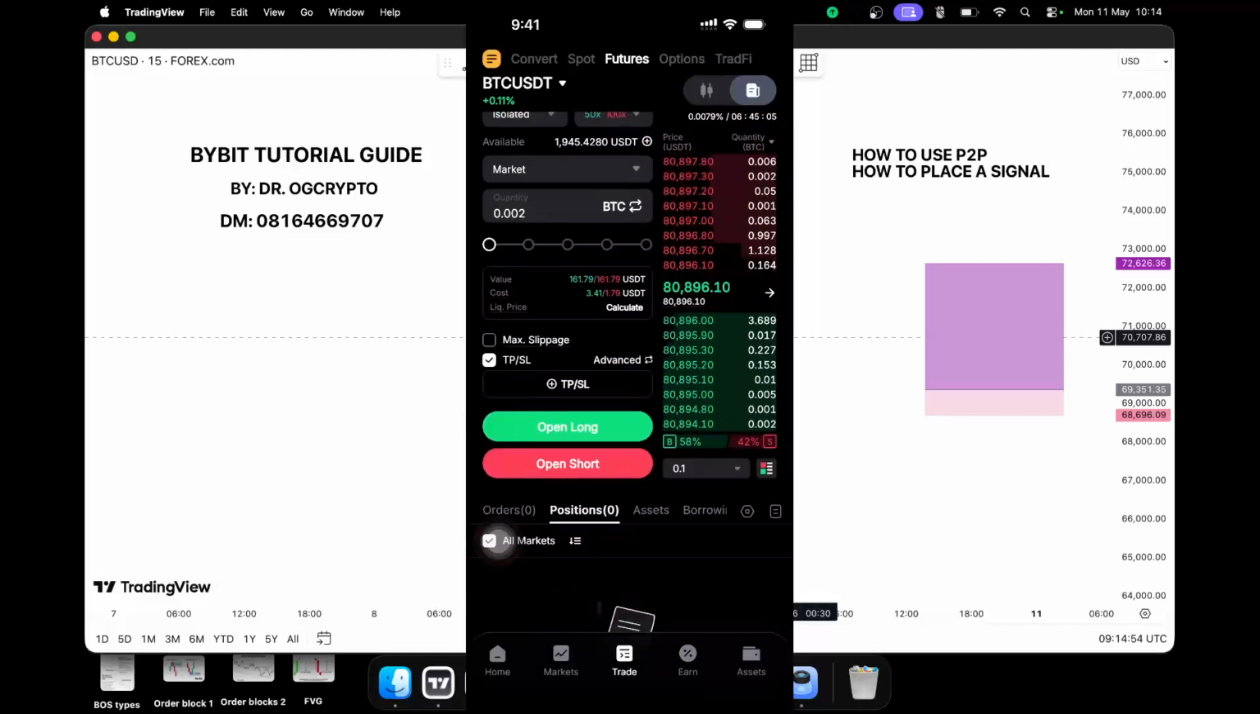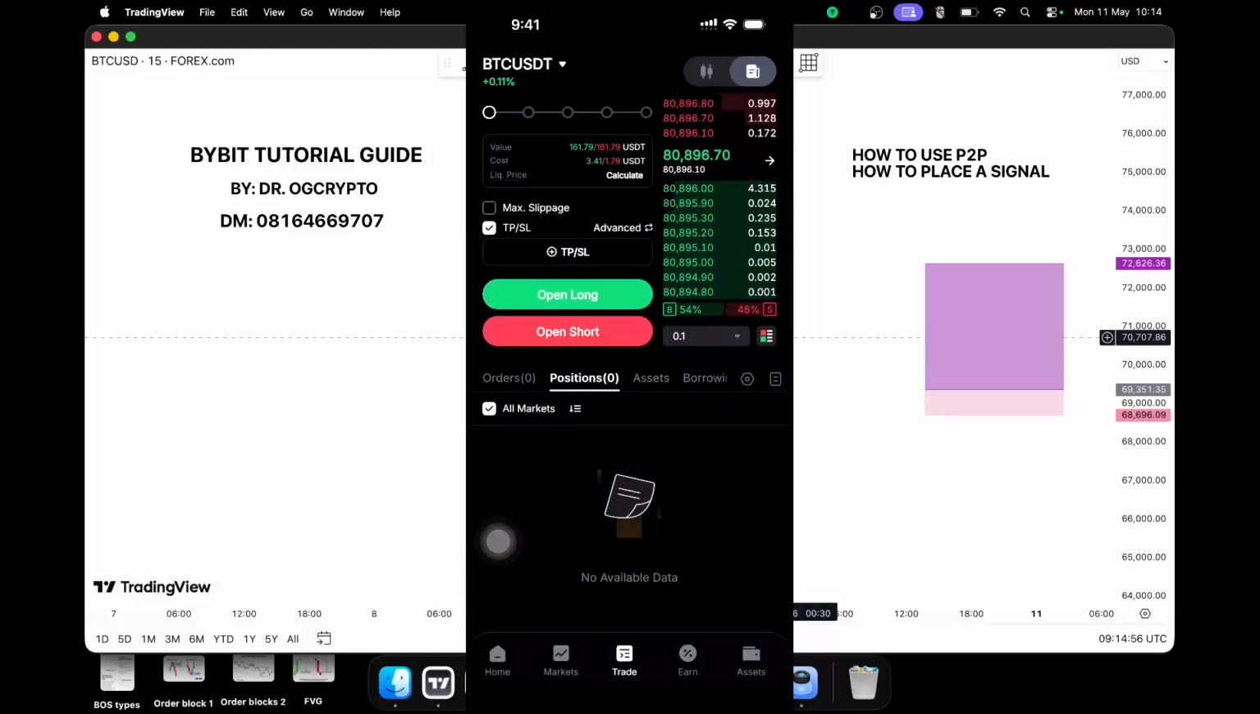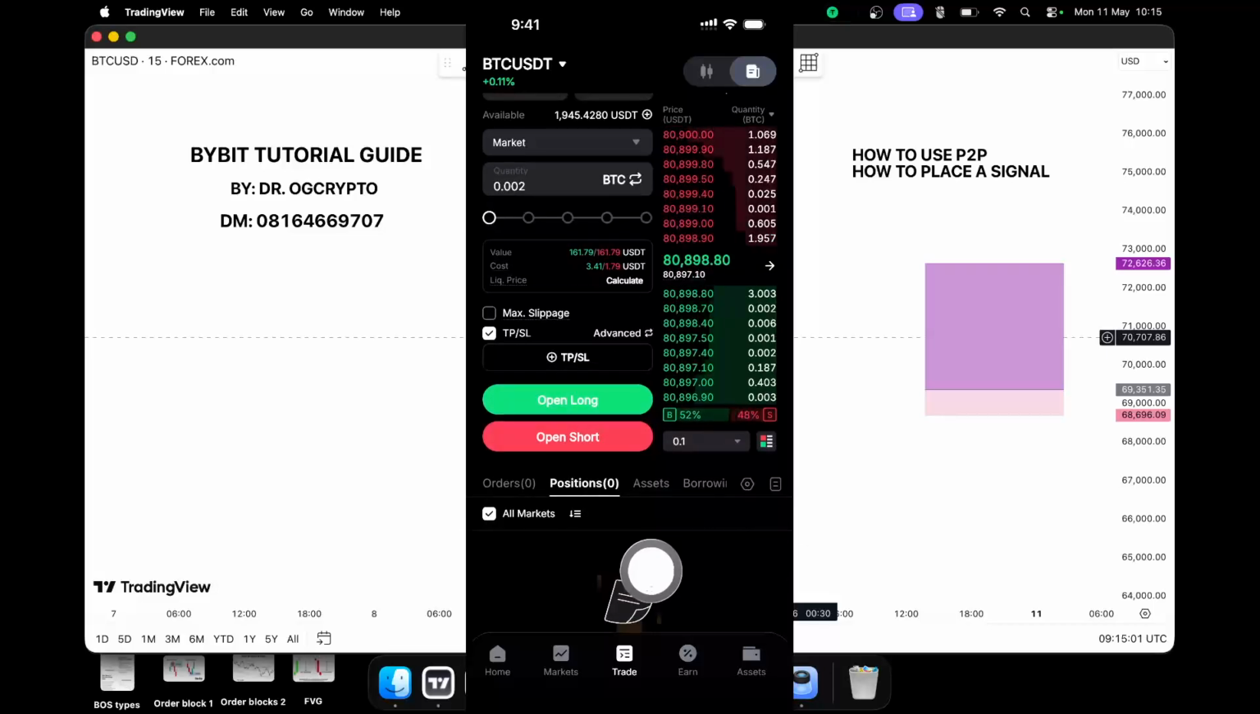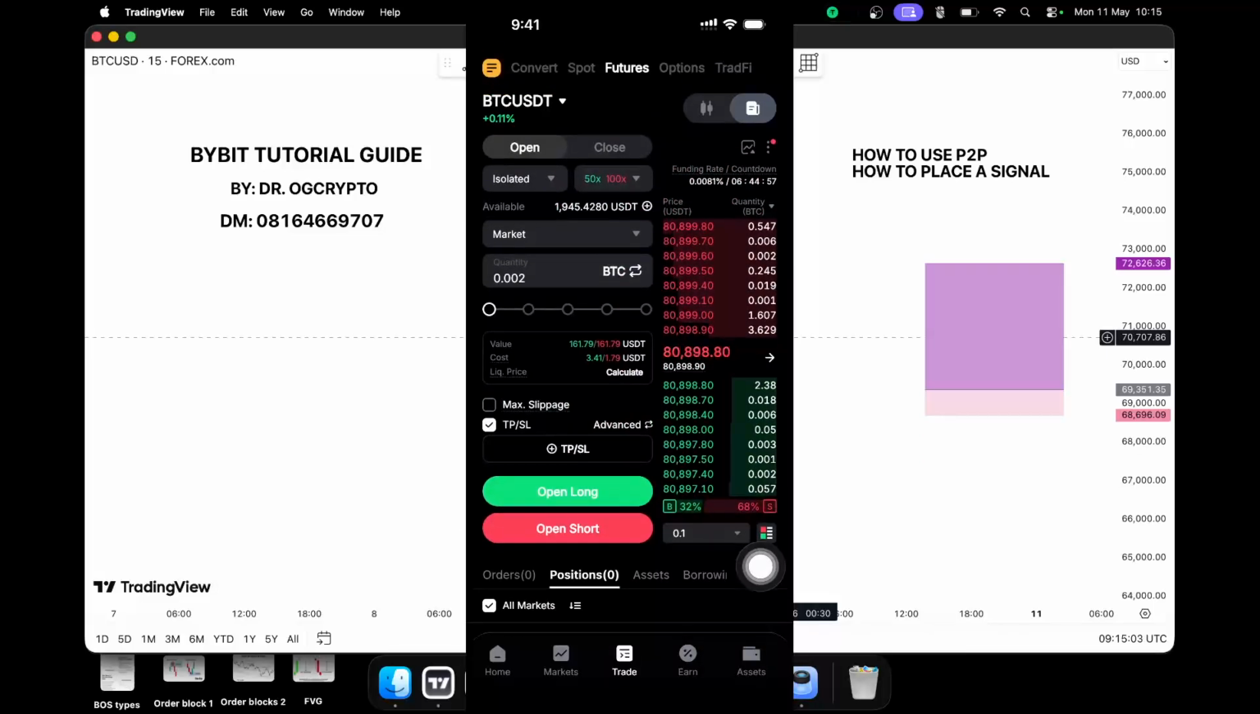So I hope you've already learned a lot of things about this. Then if you want to check your history, click on this place to check your history. So that is everything about how to place your first trade. I'm sure by now you already know how to place your first futures trade. So thank you very much.